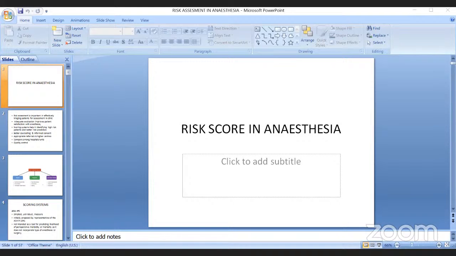This is a newer ASA grading, in which we have 6 gradings. In the newer ones, the pediatric examples and obstetric examples are included. In ASA grade 1, normal healthy individuals are present. In ASA 2, mild systemic diseases, and in 3, severe systemic diseases.